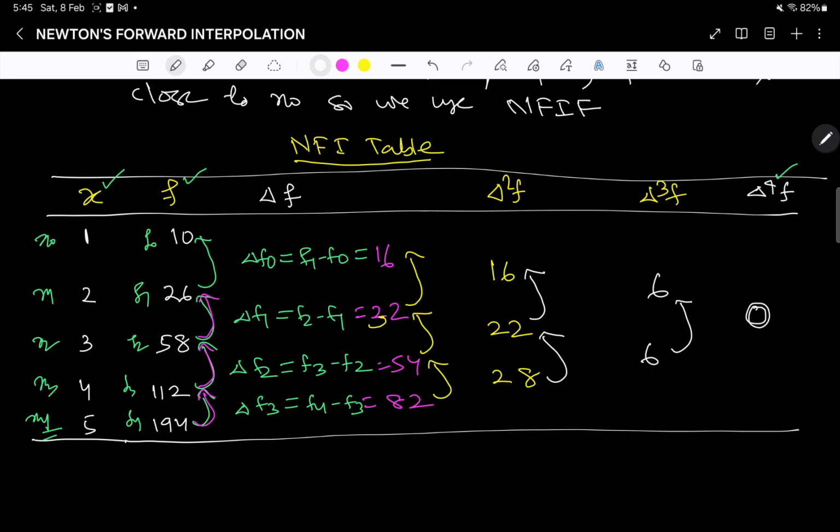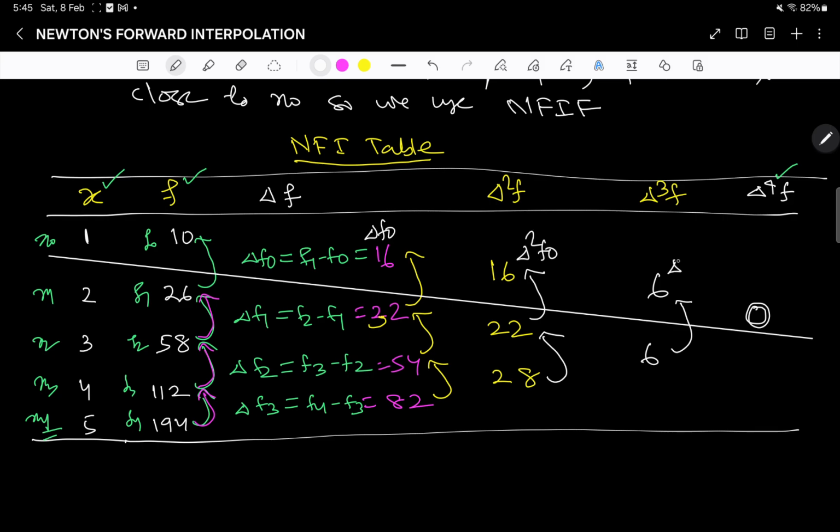For forward interpolation we only need these values. This value is my del f0, this value is my del square f0, this one is my del cube f0, and likewise del fourth f0. We need only these. We calculate each difference and write it at the middle, but finally we are going to use f0, del f0, del square f0, del cube f0 and del fourth f0.